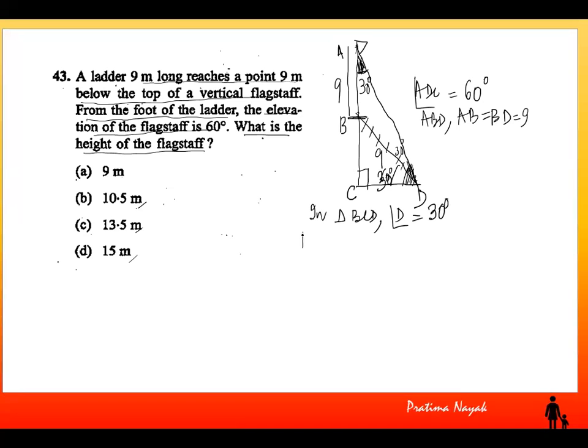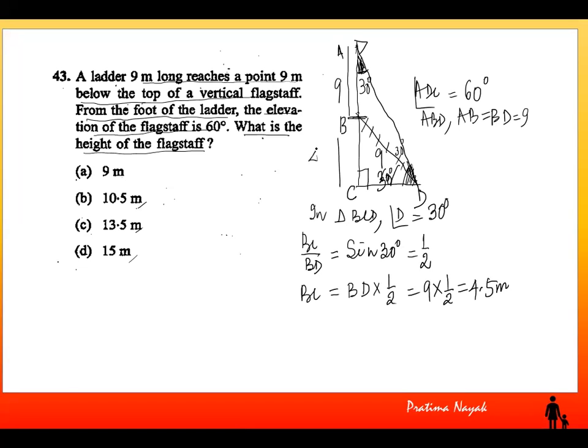Then I'll get BC by BD. I'll apply trigonometry. This is equal to sine 30. Sine 30 is equal to half. So BC is equal to BD into sine 30. BD, how much? It is 9. So 9 into 1 by 2 is equal to 4.5 meter. So BC is equal to 4.5 meter.